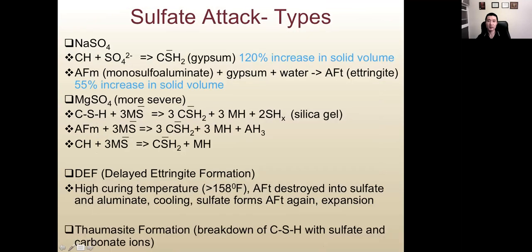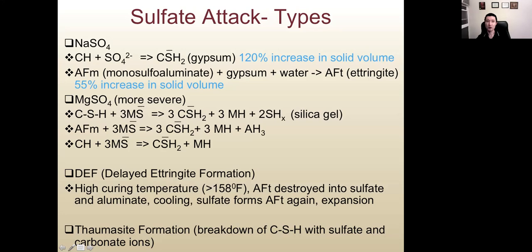Okay. So there are many different types of sulfate attack. The first one is attack from sodium sulfate, Na2SO4. Calcium hydroxide combined with sulfate ions will form gypsum. This chemical reaction will cause a 120% increase in solid volume.